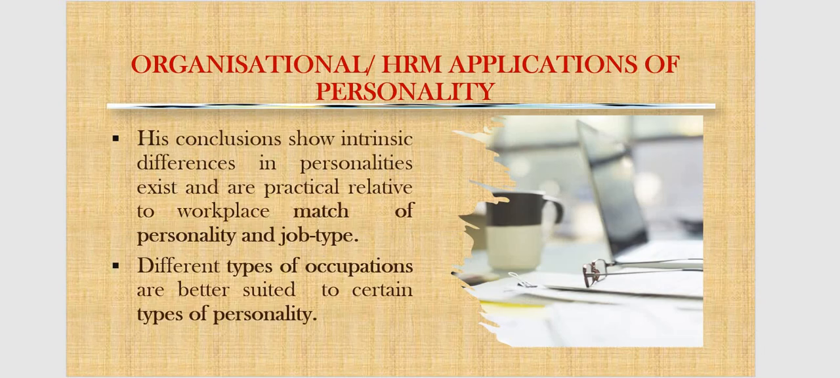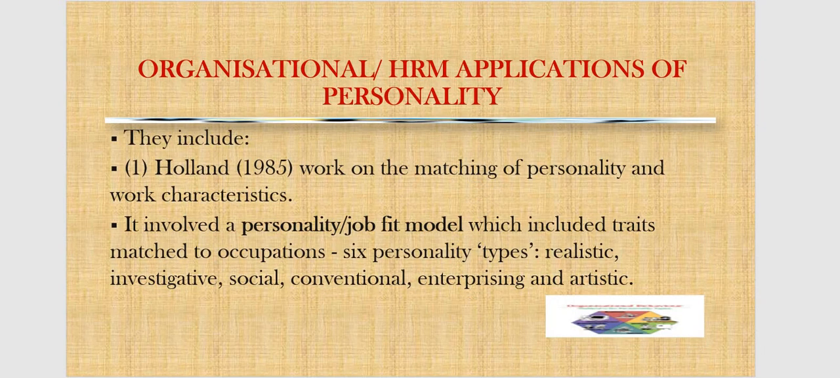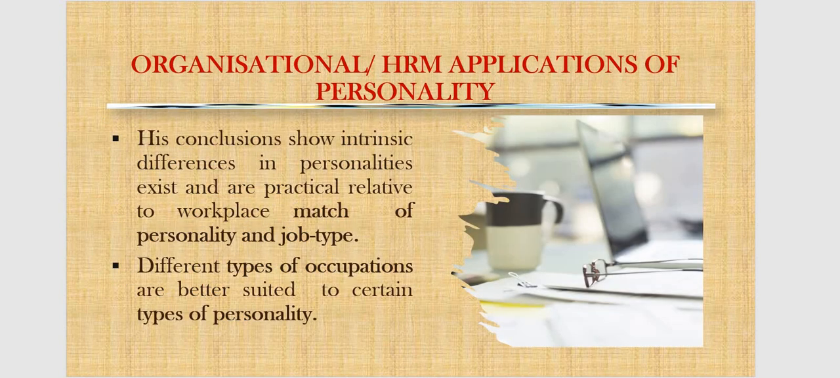And so it involved a personality-job fit model, which included traits matched to occupation, six personality types. So we will discuss the six personality types. That is realistic, investigative, social, conventional, enterprising, and artistic. So we look at that. Then let's look at the conclusion of John Holland.